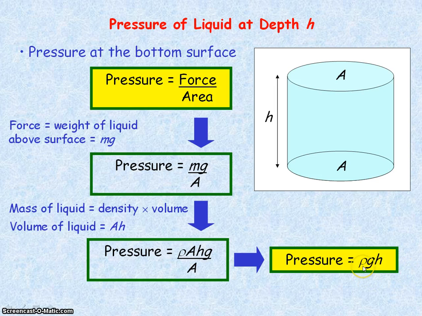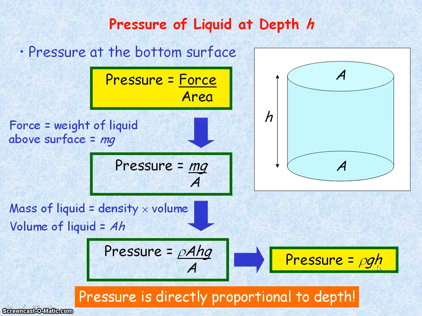And as rho is a constant for a liquid and g is a constant, you can see that pressure is directly proportional to the depth h. So that means if the depth doubles, then the pressure will double.